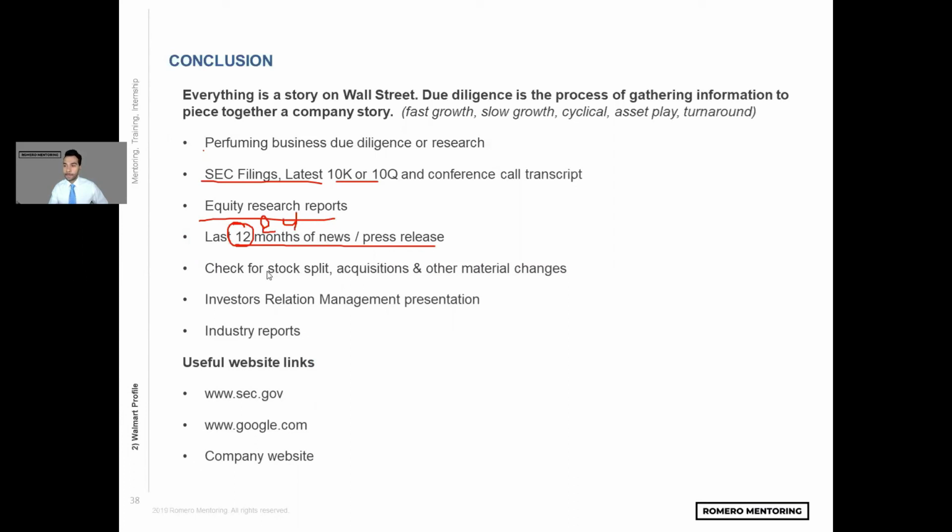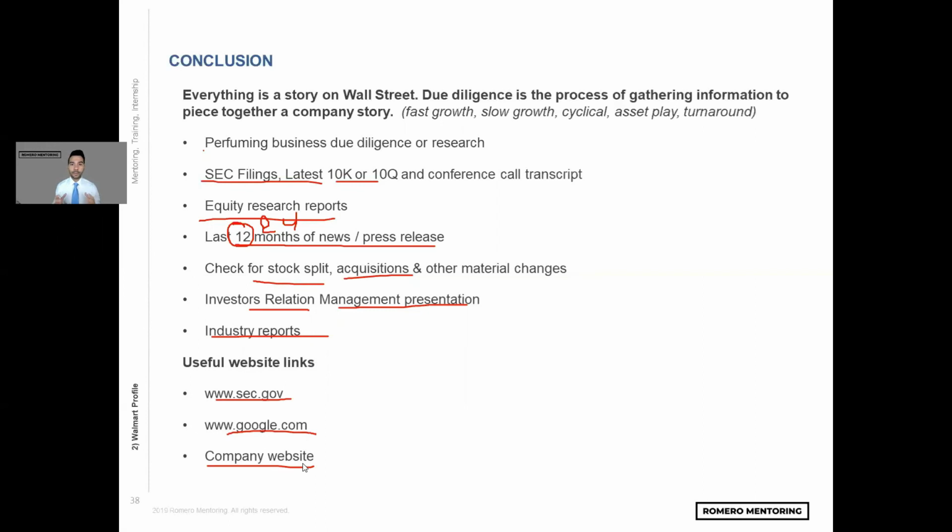press releases. Check for any material information like stock splits, acquisitions, change of management, or new additions to management or to the board of directors. Investor relations, like the management presentation, industry reports. You have SEC filings. You could even use Google to help you with your due diligence process. And lastly, the company website. So there you have it, folks. I think I've explored all of the parts when it comes to performing due diligence about a company.